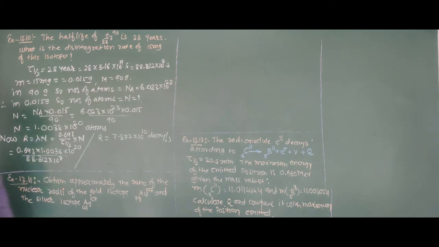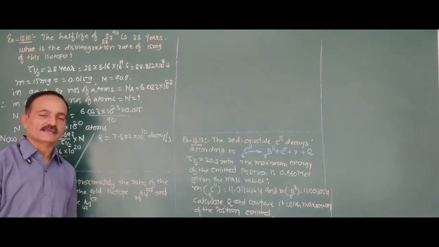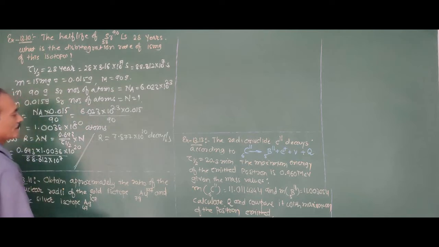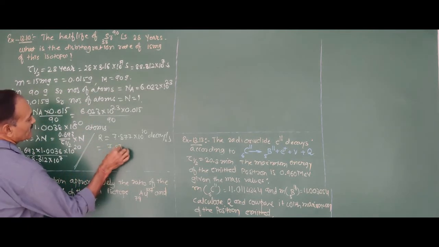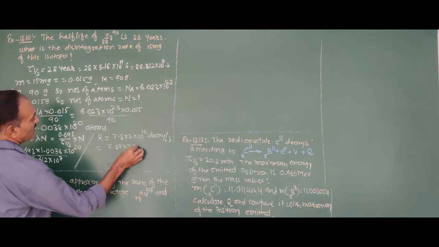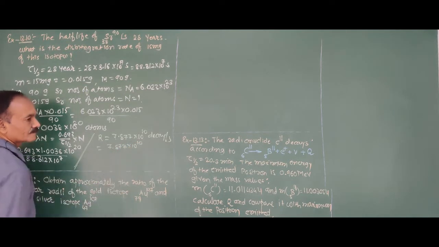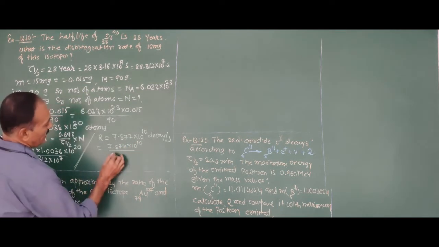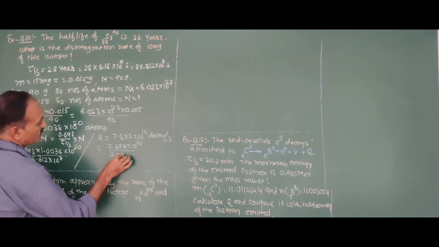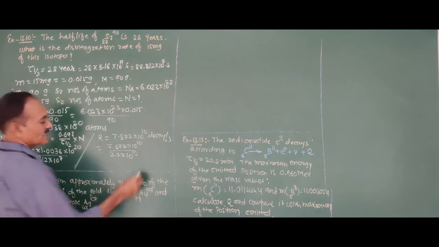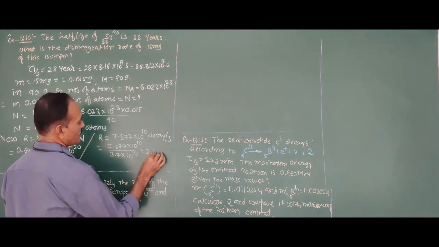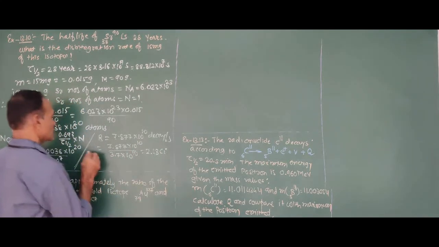But we know that 1 curie is equal to 3.7 into 10^10. Therefore, activity in curie is 7.877 into 10^10, right? Divided by 3.7 into 10^10. Thus, there is 2.13 curie. There is the activity.